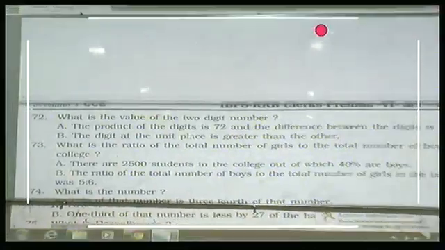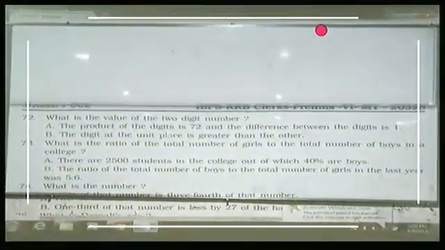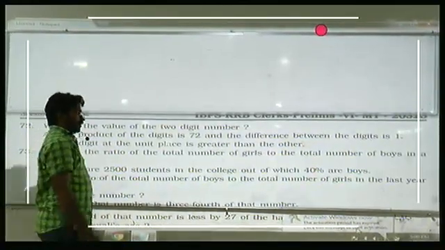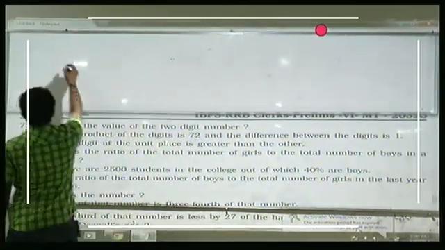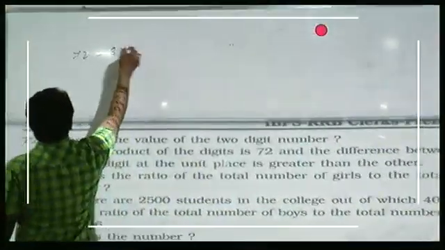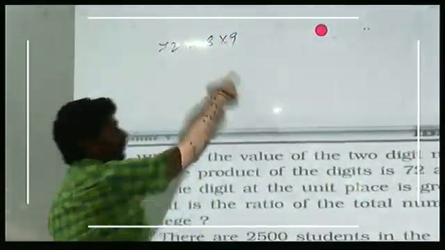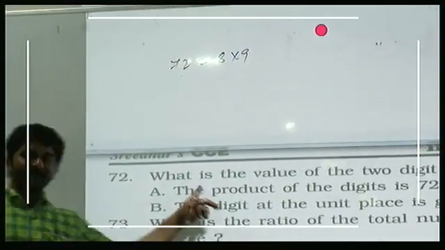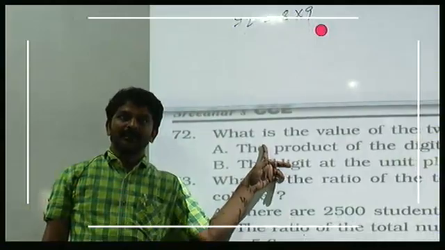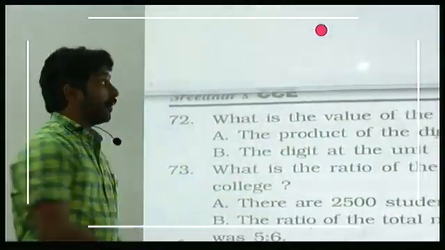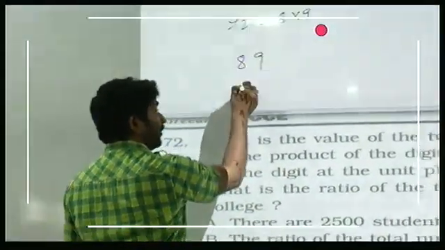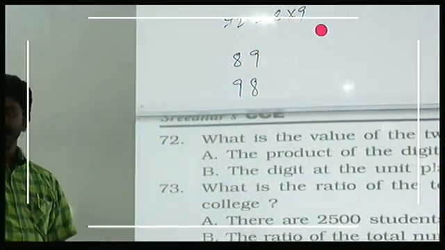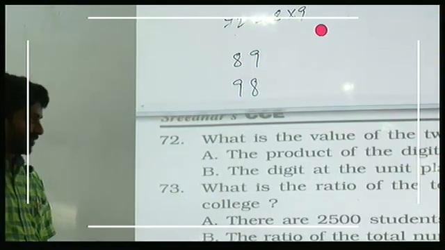What is the value of the 2-digit number? The product of the digits is 72 and the difference between the digits is 1. So you need to write 72 as product of two numbers where the difference is equal to 1. 8 and 9: 72. Difference is 1. Will you get answer from one alone or not? Yes or no? No. Answer can be 89 or 98. Which is correct? Don't know. So 1 is not sufficient. A alone is not sufficient.